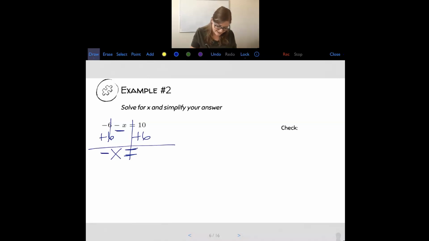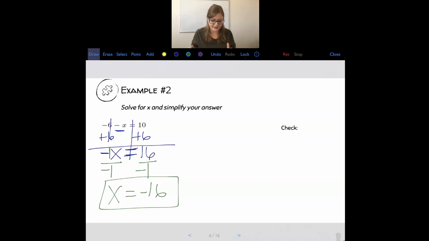10 plus 6 is 16. So we're left with negative x is equal to 16. Okay, you can think of the negative in front like a negative 1. So we divide both sides by negative 1 because negative 1 divided by negative 1 is just x, which is our goal. 16 divided by negative 1 is negative 16.